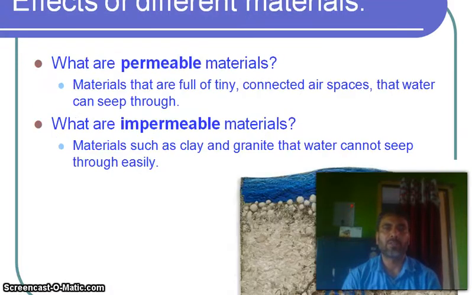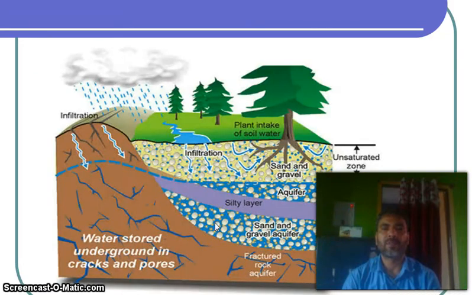How water moves underground. Effect of different materials. What are permeable materials? Materials that are full of tiny connected air spaces that water can seep through. What are impermeable materials? Materials such as clay and granite that water cannot seep through easily. Look at this picture. So, groundwater zone, water table, unsaturated zone. Look at this pictorial diagram.